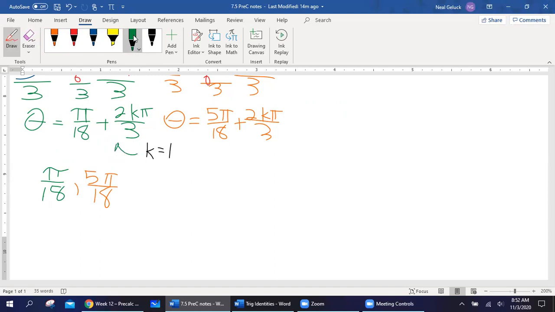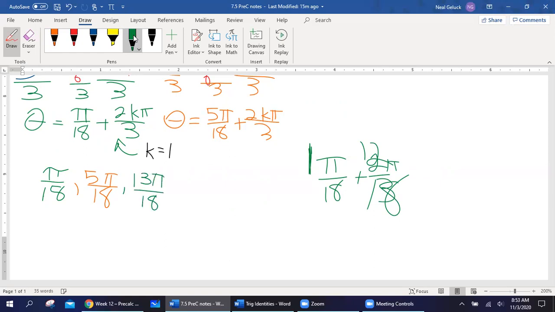Back to the green side. If I plugged in k equals 1, I'd have pi over 18 plus 2 pi over 3. If you get common denominators, what's that going to be? 12 over 18. 2 pi over 3 is 12 over 18. So that's going to be 1/18 plus 12/18. 13 pi over 18 is my next answer.